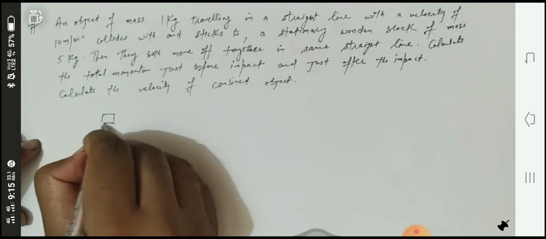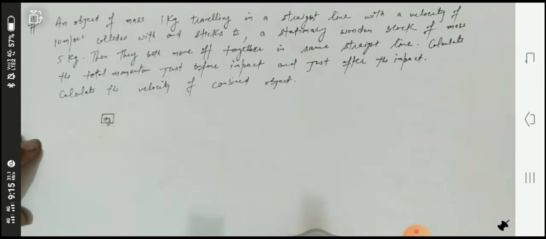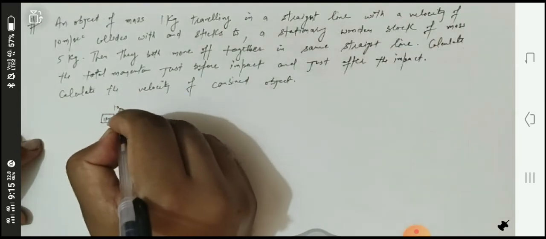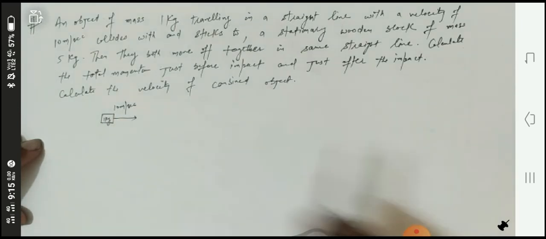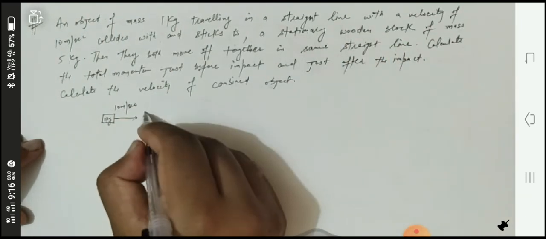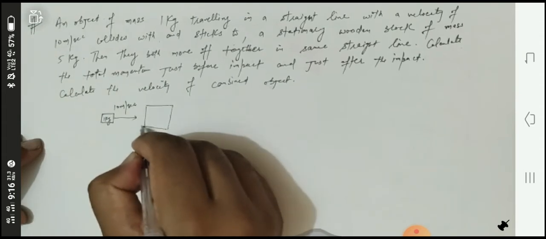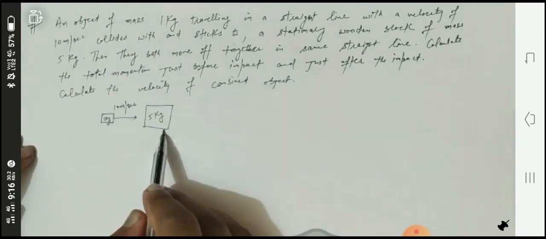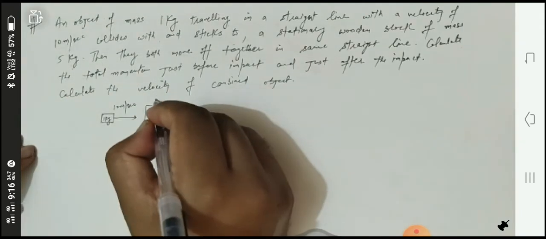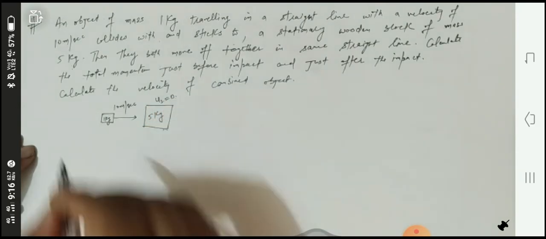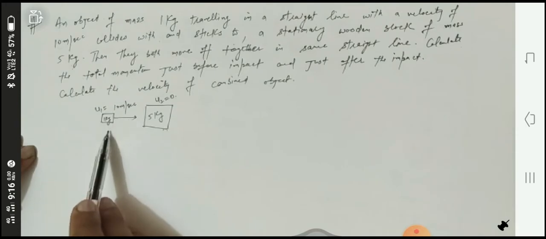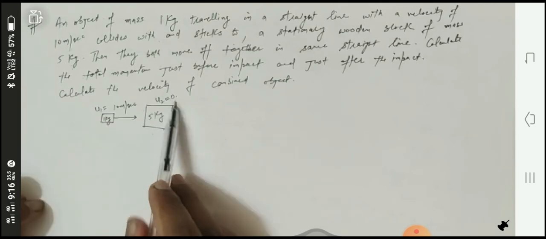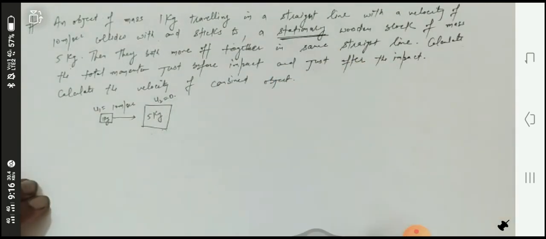So here is your object which has mass 1 kg. It is traveling in a straight line with the velocity of 10 meter per second. Initial velocity is 10 meter per second. It collides and sticks to a stationary wooden block. Here is your stationary wooden block whose mass is 5 kilogram. The initial velocity of this block is 0. u1 is the initial velocity of the first object. u2 is the initial velocity of the second object. This is 0 because it is stationary.